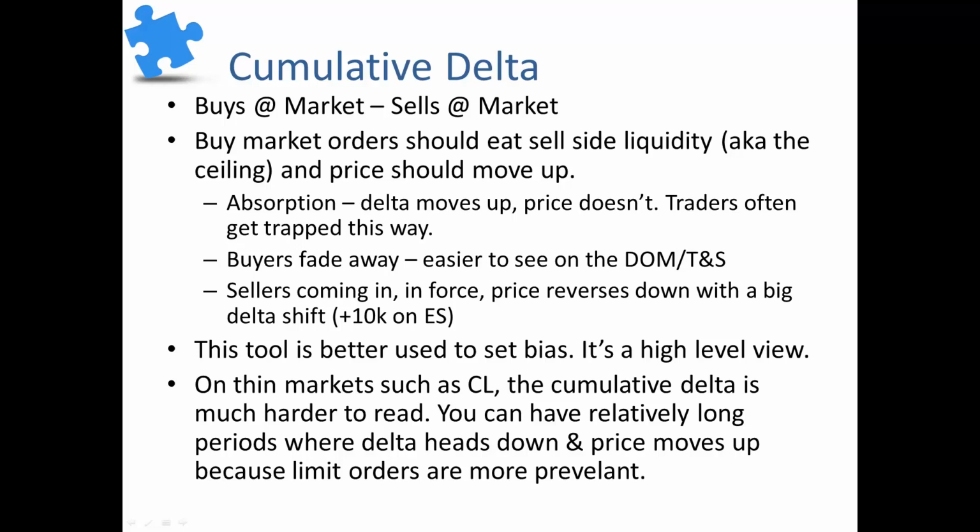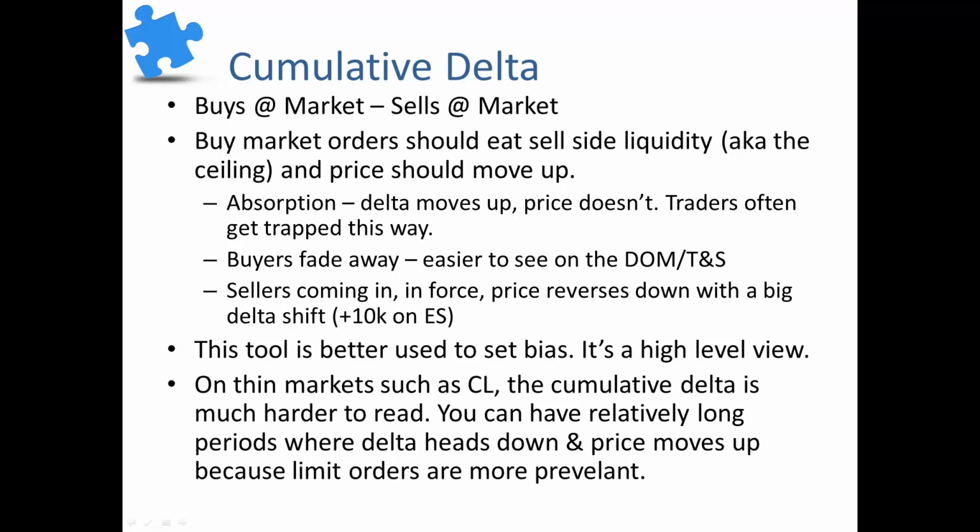And if you haven't seen that, it looks a bit like a price chart, but it shows buy market orders minus sell market orders. So buy market orders should eat the sell side liquidity. It should eat the ceilings and price should move up. So we don't see the ceilings, but we know that they're there, right? We know that the floors and ceilings have got to be there. Now, on the Cumulative Delta, absorption is characterized by the delta moving up, but the price not moving up. Okay, and that is traders getting trapped.